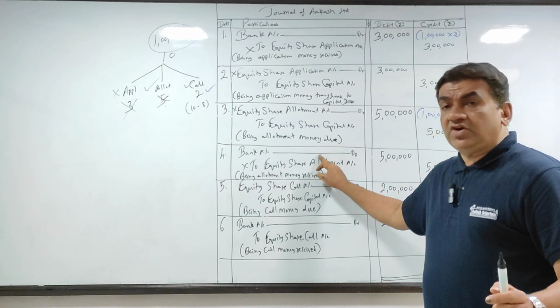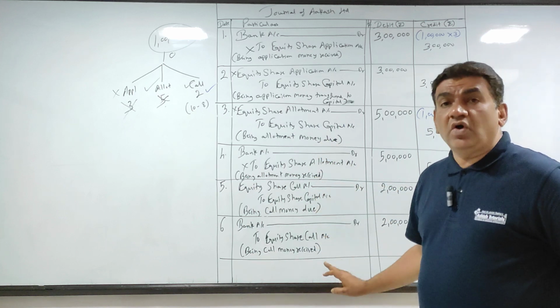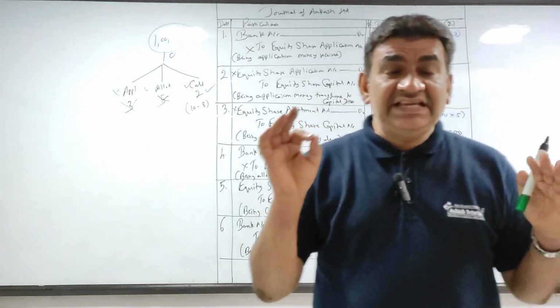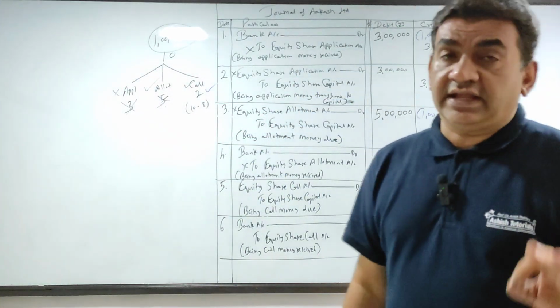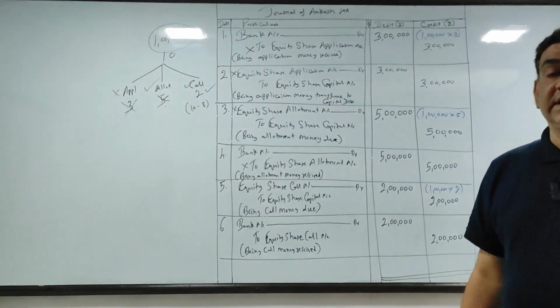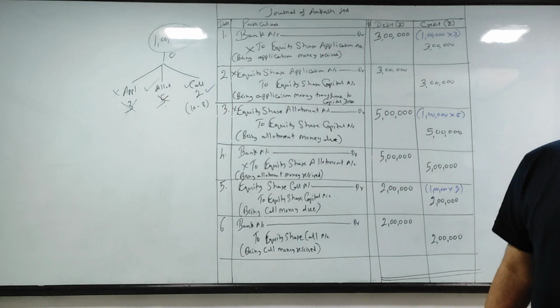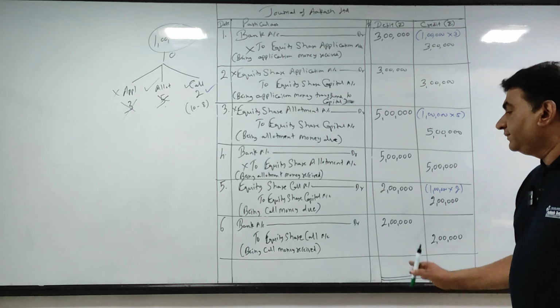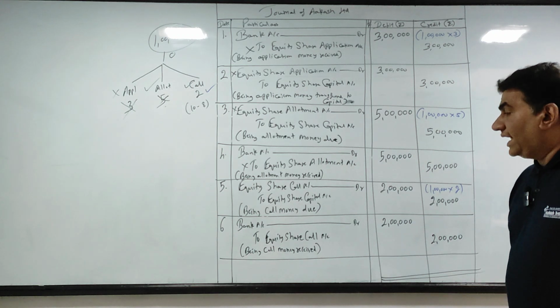Wherever there is share allotment, now there will be share call. And again, I am repeating what I told you on the very first day. Please don't try to ratify, do it logically. Okay, so bank account debit 2 lakhs to equity share call 2 lakhs.